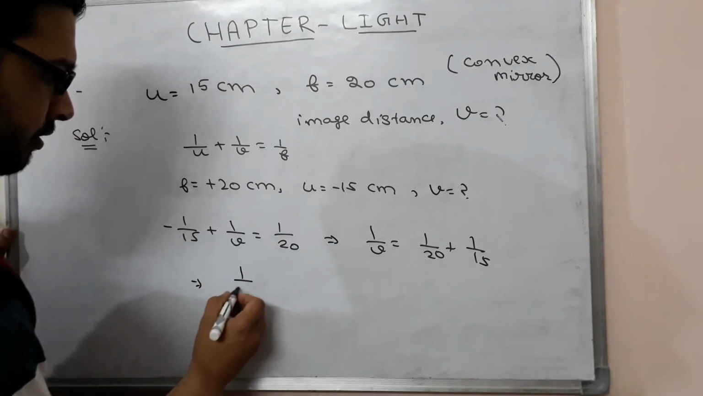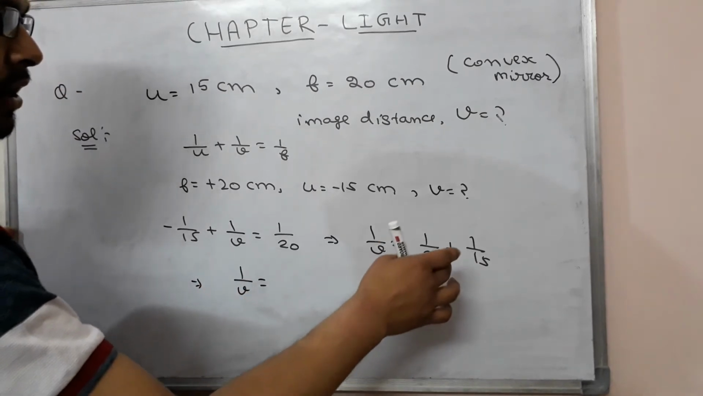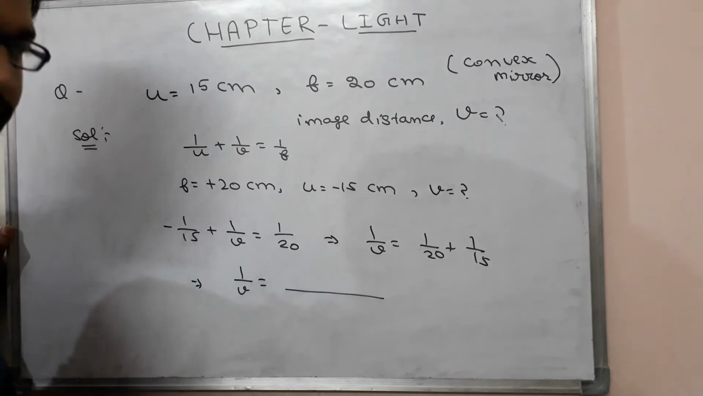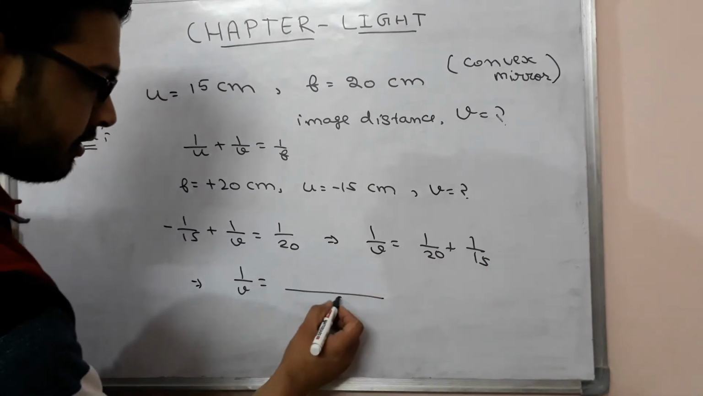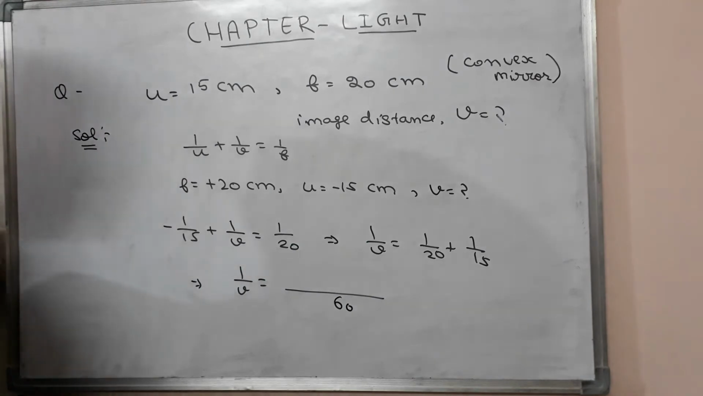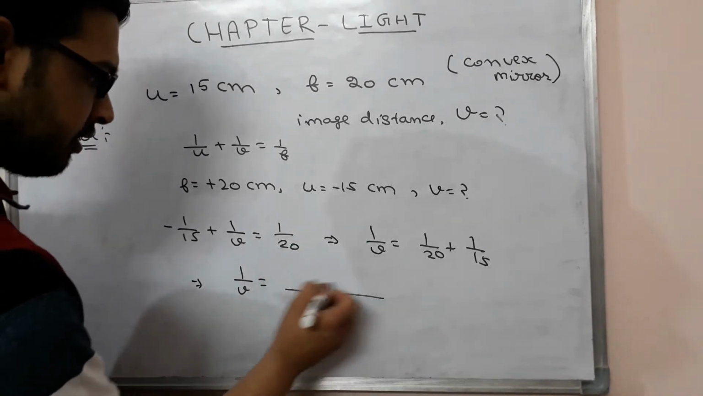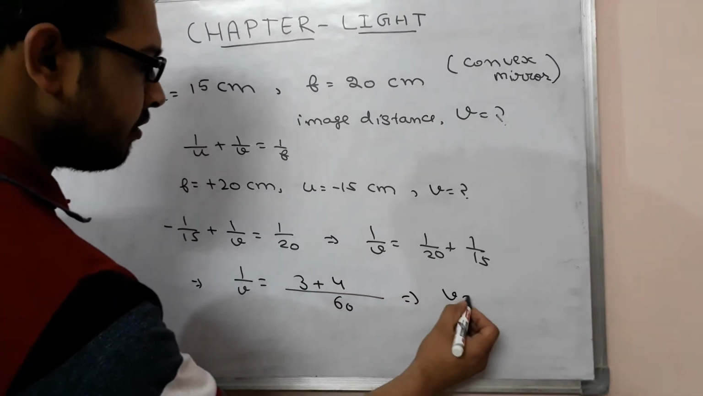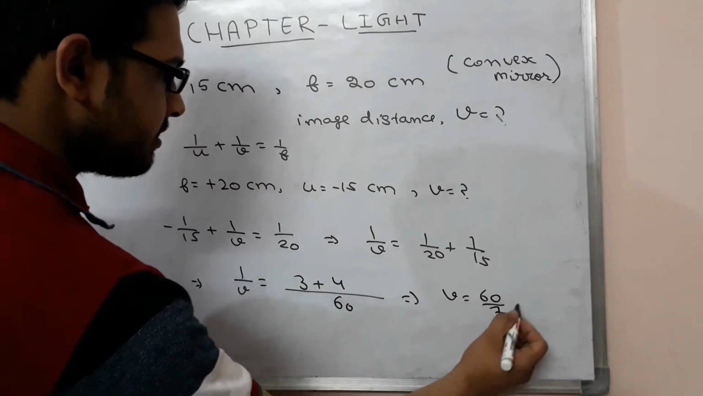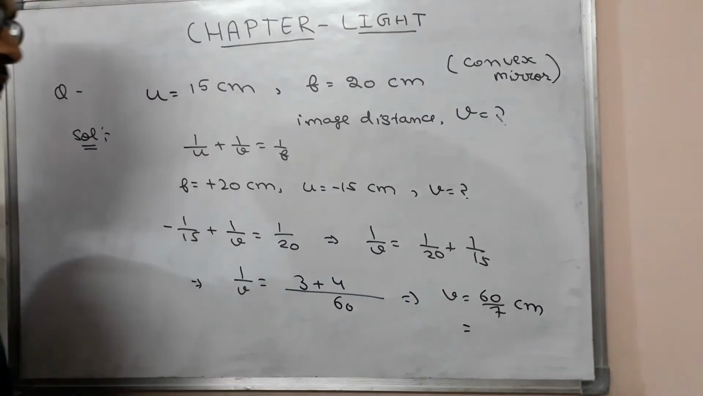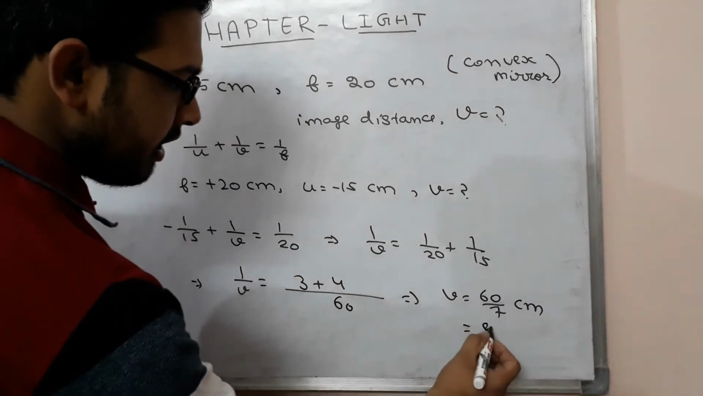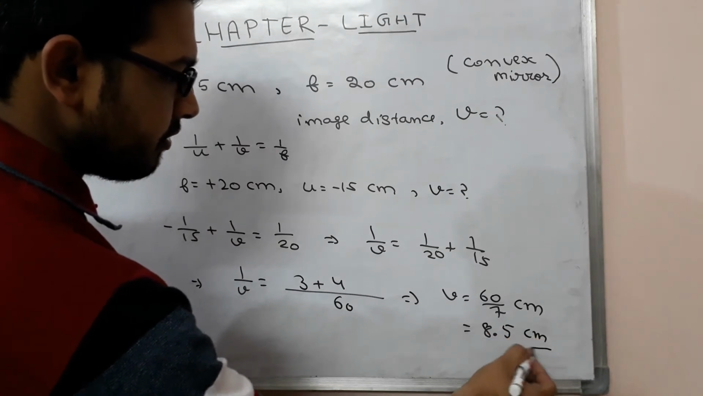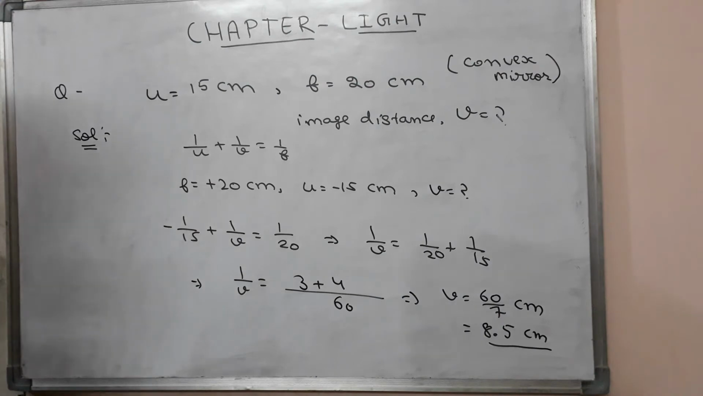We will take the LCM of 20 and 15, which will be 60. So it will come 3, and 60 divided by 15 is 4. So we will get v is equal to 60 by 7 centimeter. That comes out to be 8.5 centimeter as the image distance.